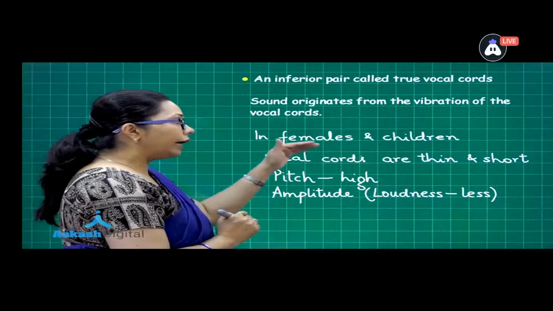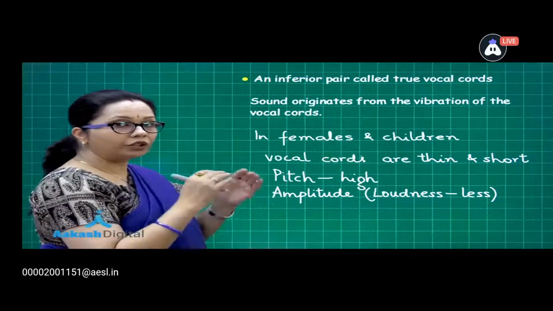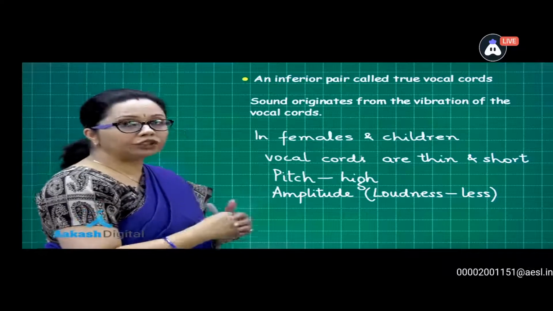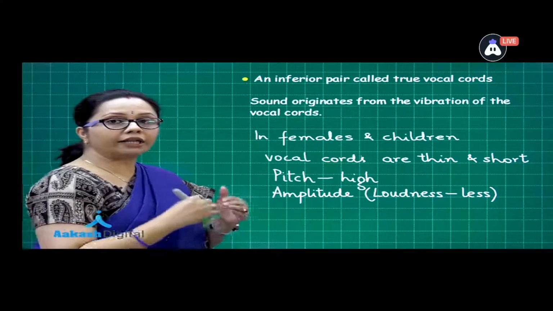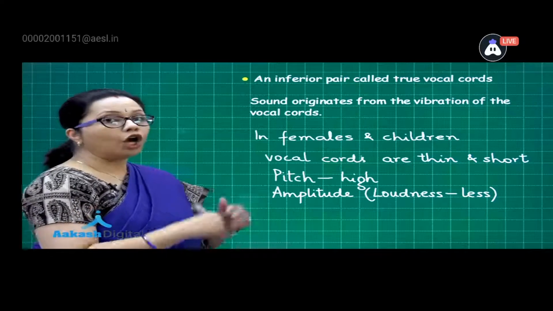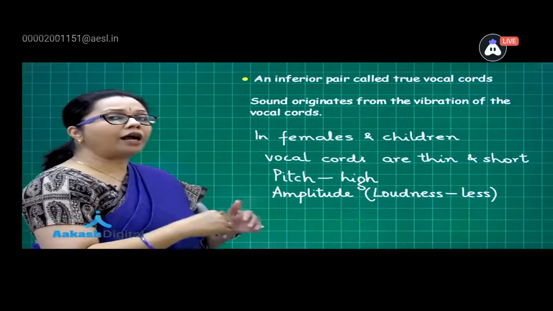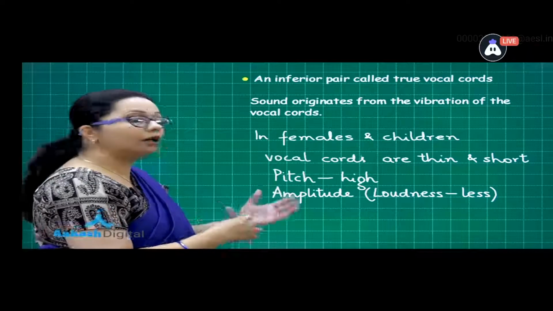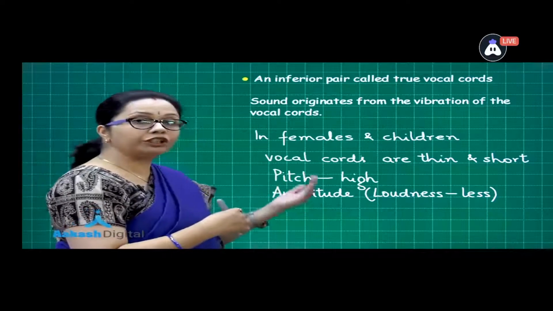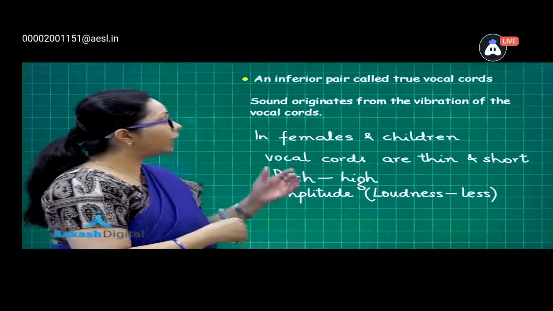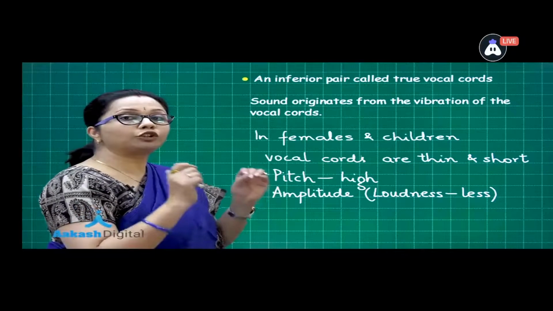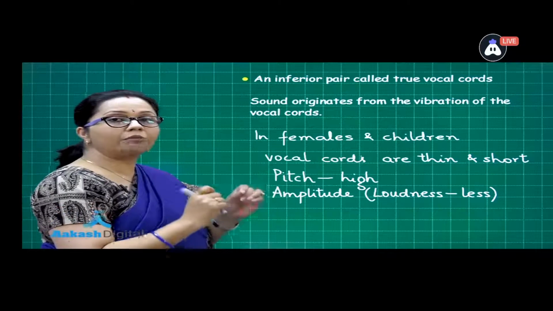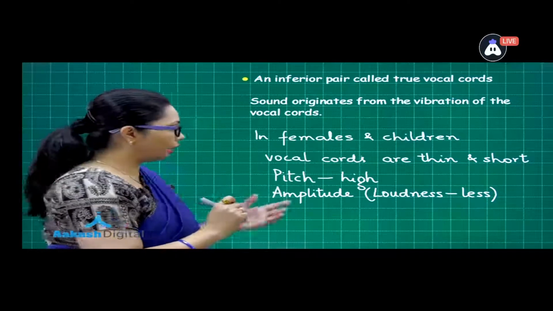Now in case of male children, at the time of puberty, when the sex organs, that is testes, become functional and start secreting testosterone. So this testosterone has a major role in the body, other than making the secondary sexual structures being developed. It also has an effect on the vocal cords. So as a result, the vocal cords become thick and long.